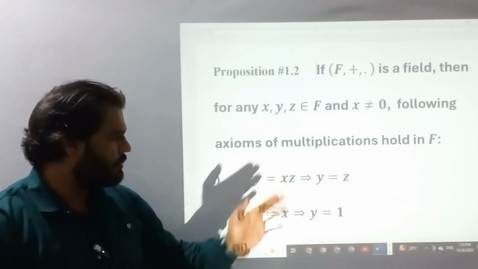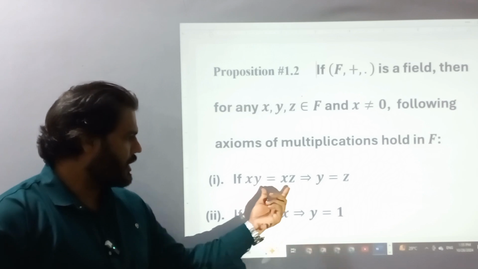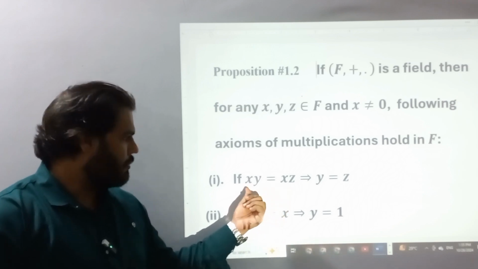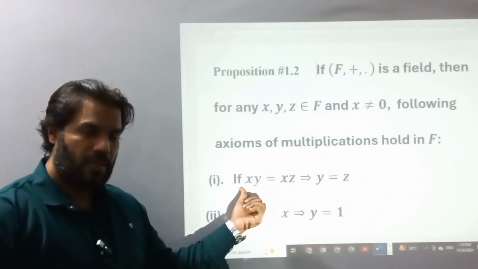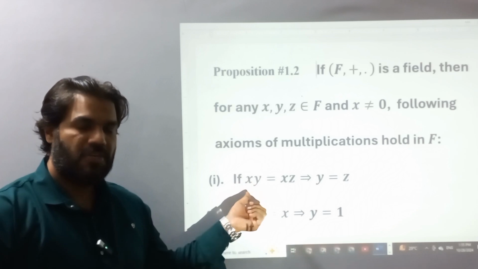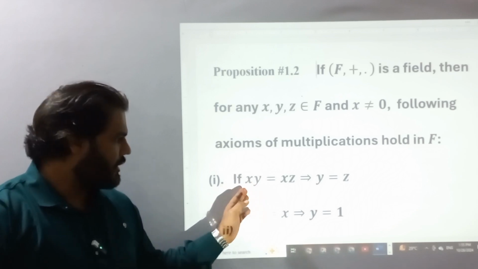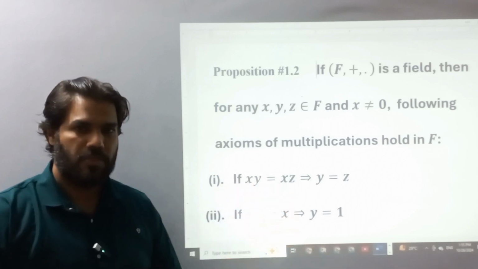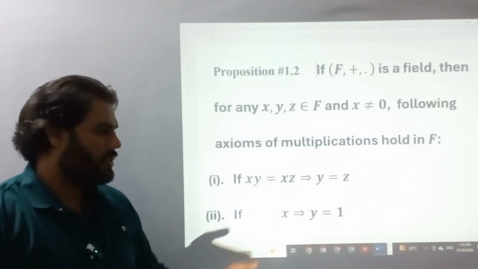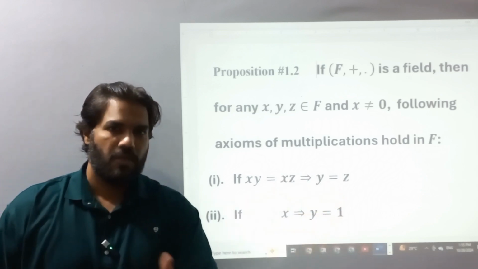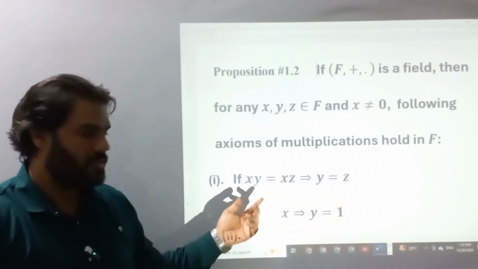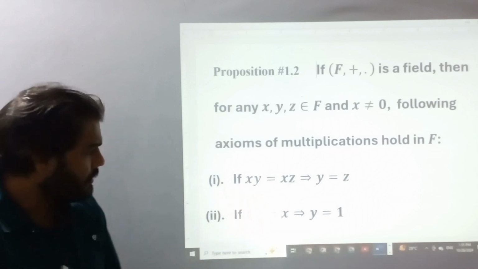So we can take the multiplicative inverse of x on both sides of the expression, that will cancel and become 1, which is the multiplicative identity. After multiplying 1 with y and z, there will be no change in y and z. This will become y equals z. This is the first method to prove this axiom.